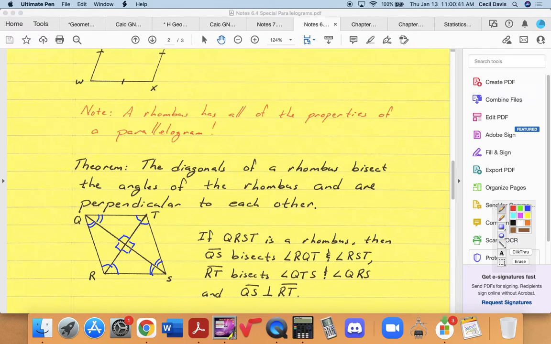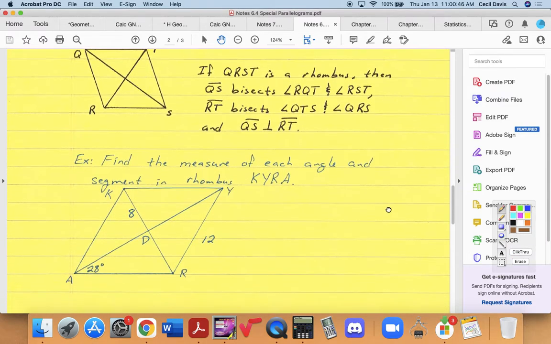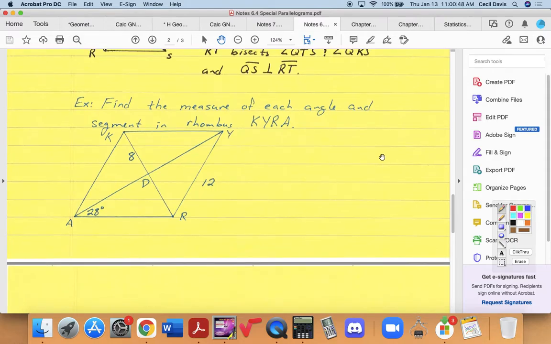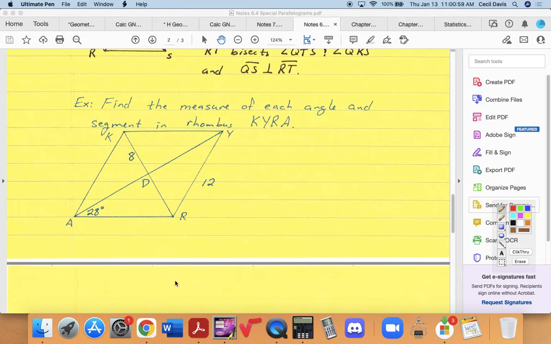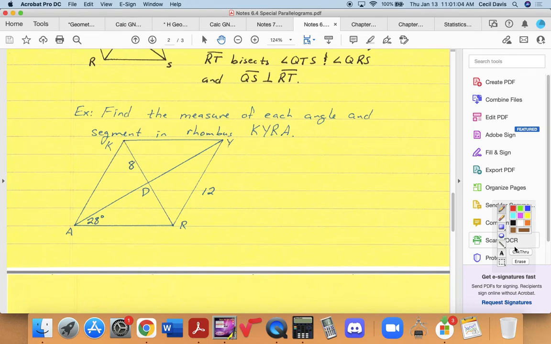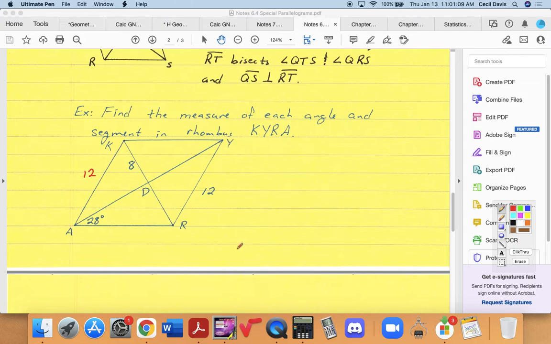All right, let's do a problem with a rhombus. So let's start with the segments this time. We did the angles first last time. Let's do the segments first this time. What is KA? And what else is 12? All of them. KY, KA, KR, AY. All the sides are 12.